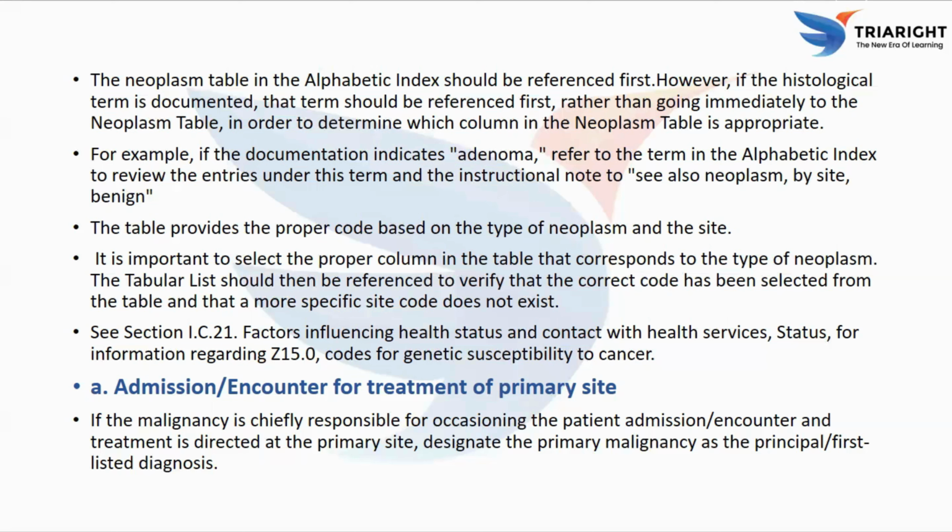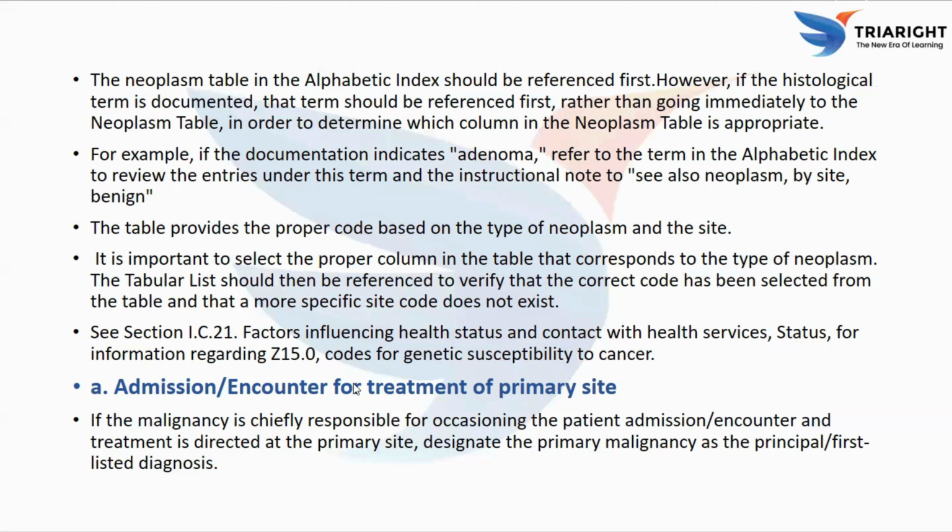And next is genetic susceptibility to cancer. Assigning Z15.0 codes references section I.C.21 for Z15.0 codes. So what is Z15.0? It is genetic susceptibility to malignant neoplasm, for example a BRCA1 or BRCA2 gene mutation. So it's a family history with confirmed genetic risk. Z15.0 is not a cancer diagnosis. It is used when the patient does not have cancer, but has a genetic risk.